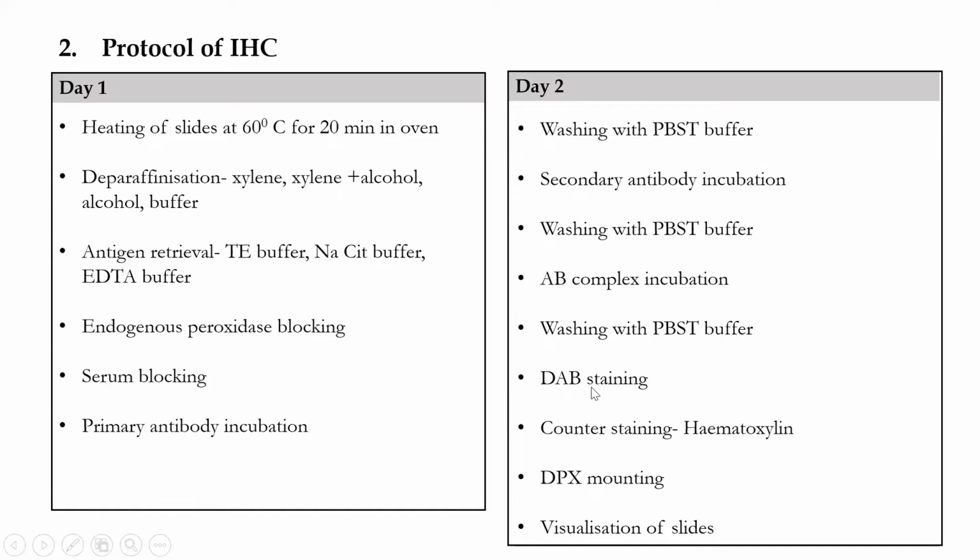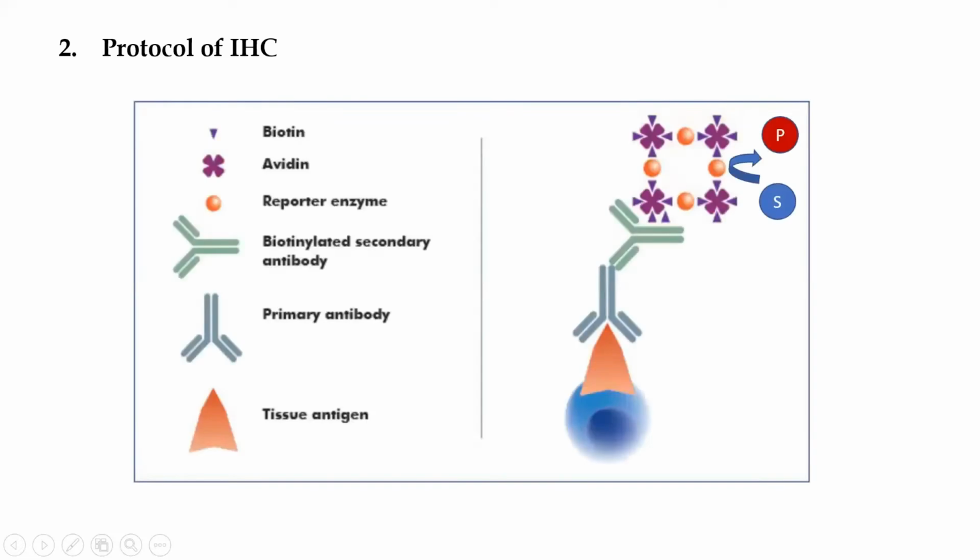Now DAB is a compound which gives a colored product. Then counter staining with hematoxylin is done. Now hematoxylin is a stain which stains the nucleus. So we can see the cells which are stained or unstained under the microscope with the help of this counter staining. The slides are then mounted with DPX and then visualized under the microscope.